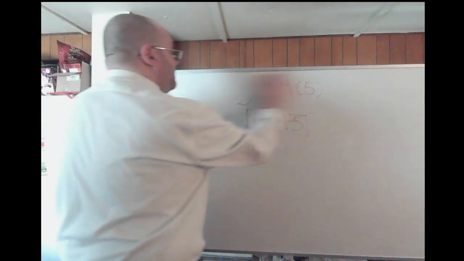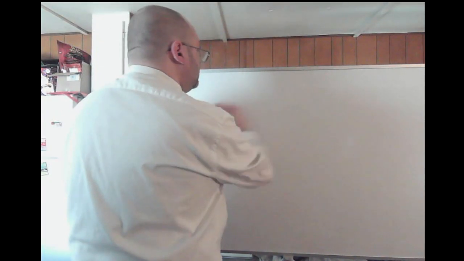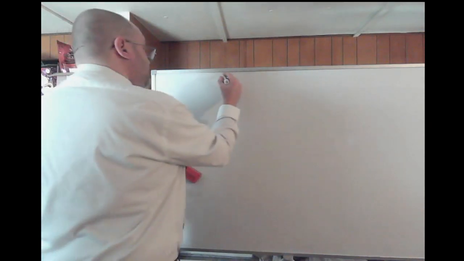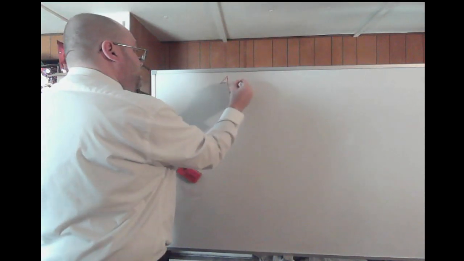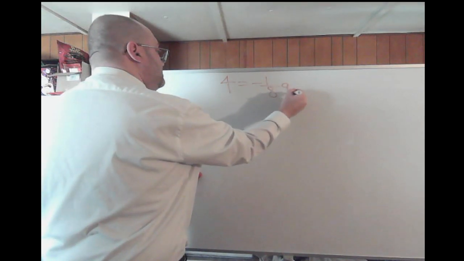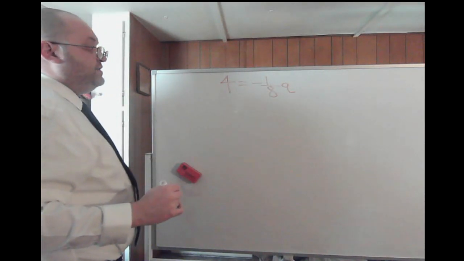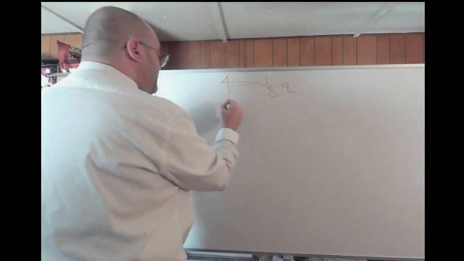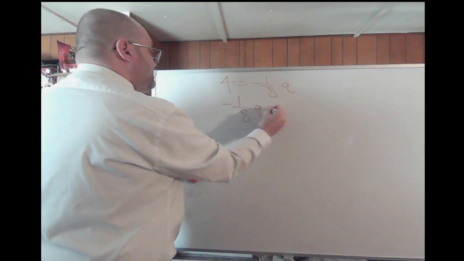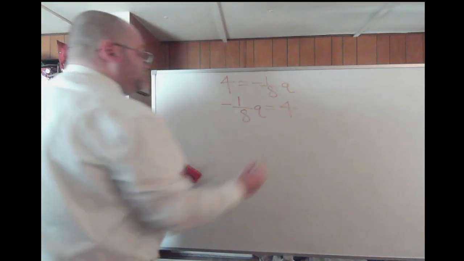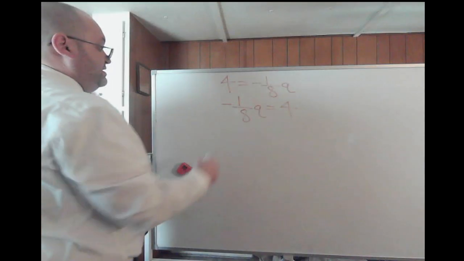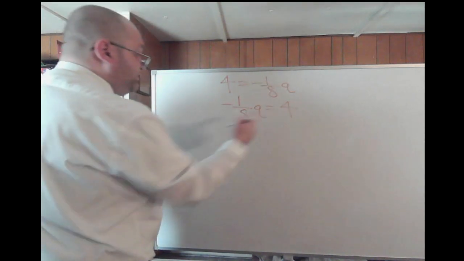I have 2 more. Four equals negative 1/8 q. I would start by switching these around. Put your negative 1/8 q on the left-hand side. Put your 4 on the right-hand side. It's the same expression. It's just easier to have the variable on the left usually. So now you have negative 1/8 q equals 4.